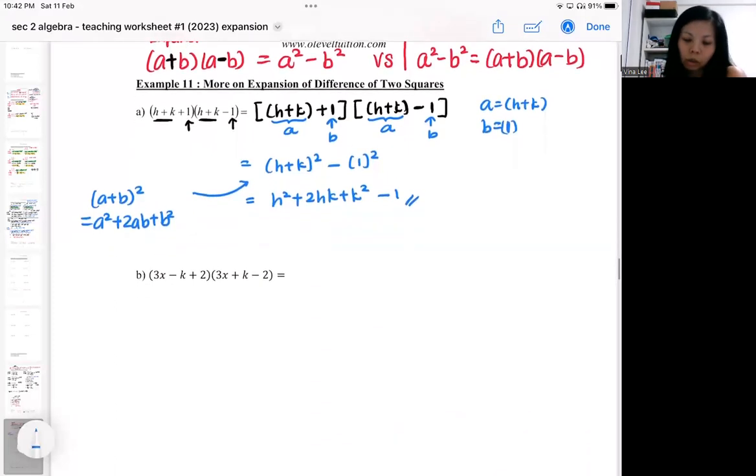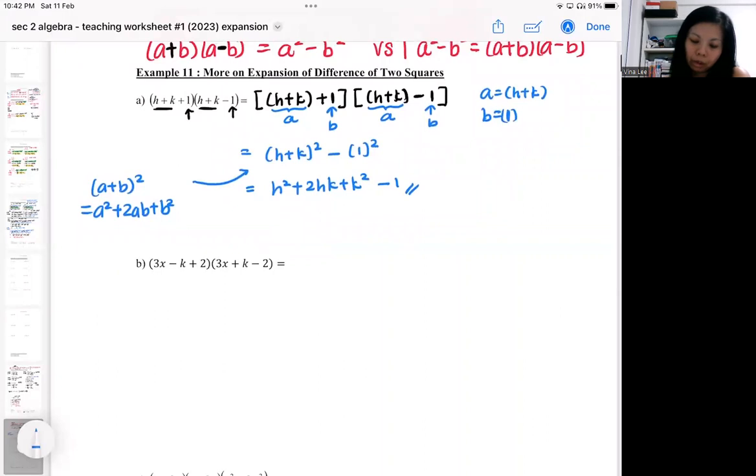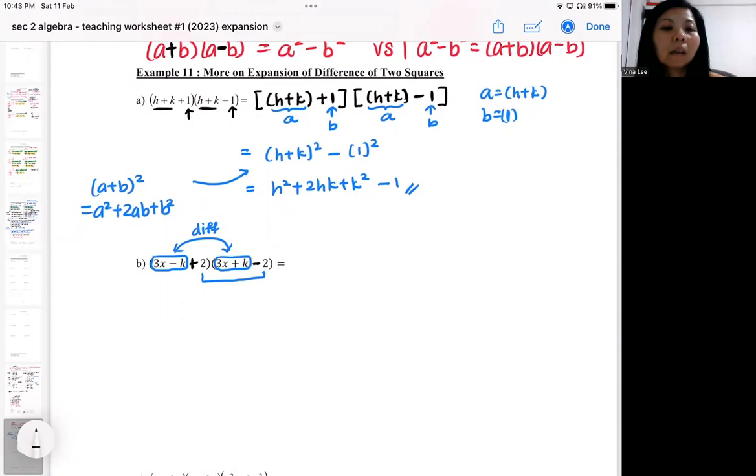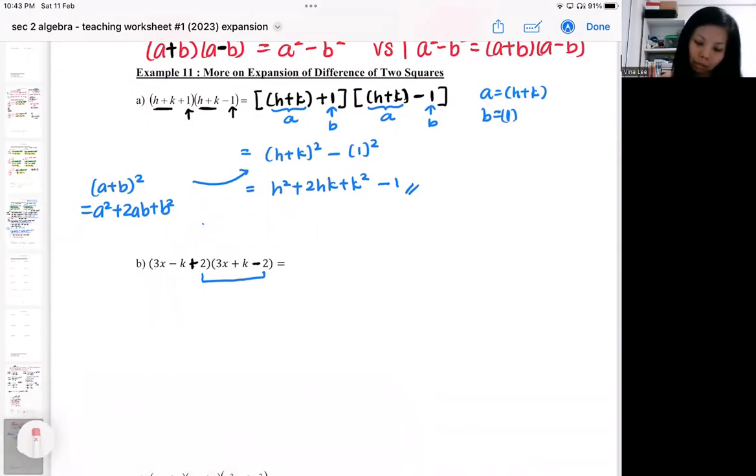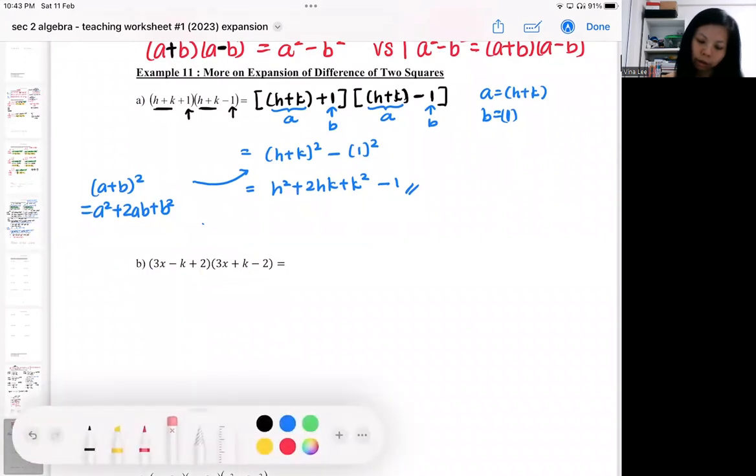Okay. Now, the next one will be a little bit tricky, because if you look here, they are different. But the two here are the same. And then I got a plus minus. So do you realize that this one almost fulfills the formula, except the A doesn't look the same. So there is actually a trick to this part here. So you will look carefully at the trick.